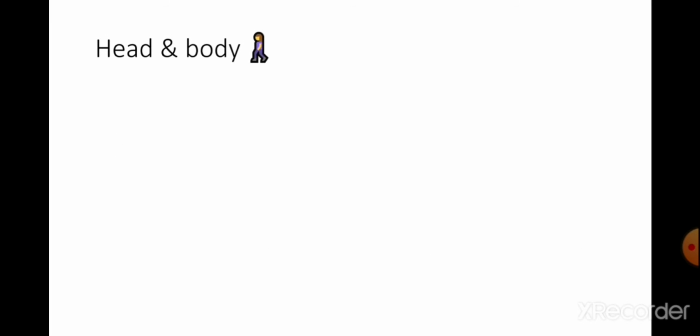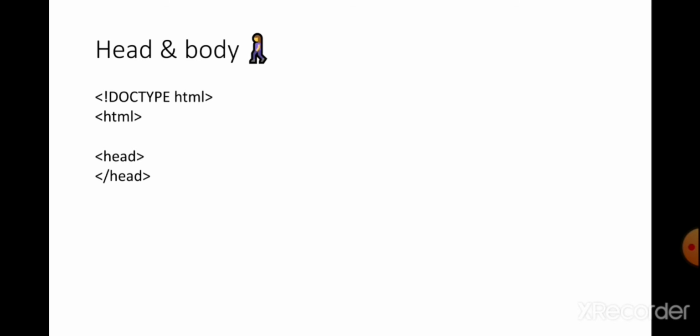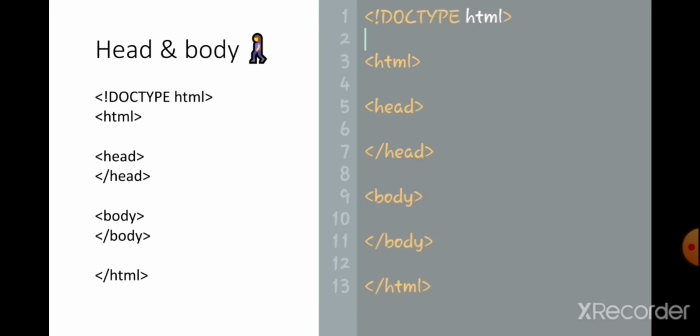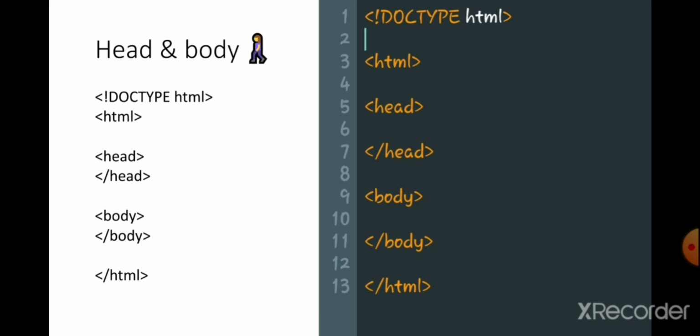Now let's move on. Head and body. We will have a head opening and closing tag and a body opening and closing tag in our HTML documents. This is the backbone of any HTML document. Head and body are two very important tags which will contain a number of other tags and elements. So this is the basic structure of any HTML document.